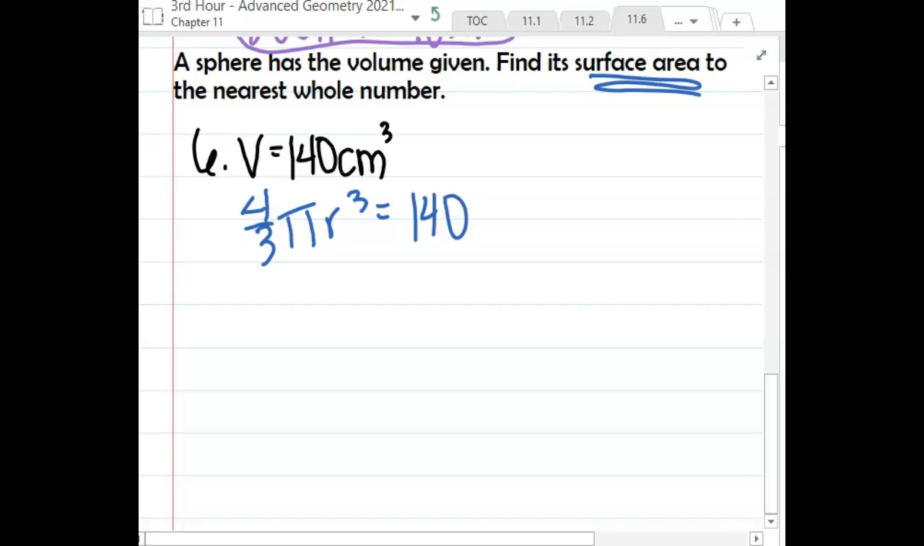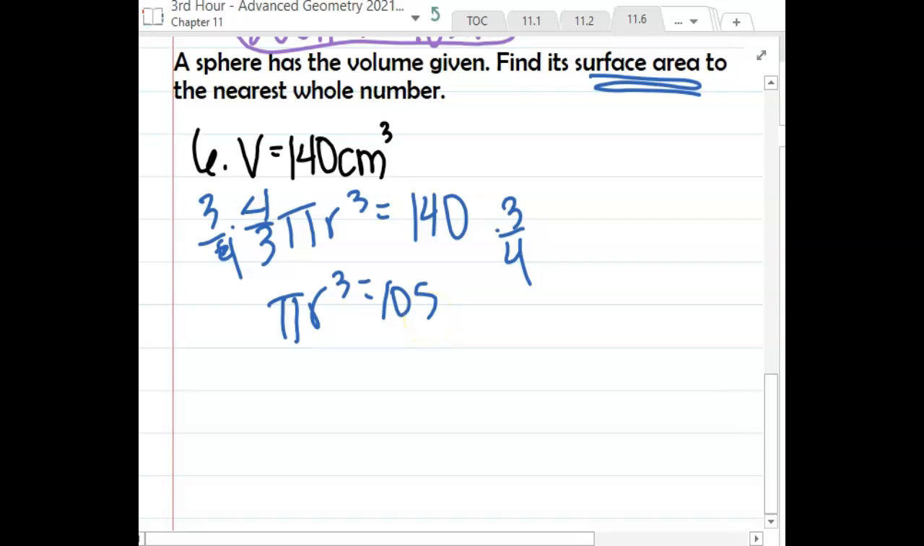So I need to solve for r, which means I'm first going to need to solve for r cubed. You don't have to do this in 2 steps, but I almost think it might be simpler to do it in 2 steps. If you wanted to, you could divide both sides by 4/3 pi, but that gets kind of funny since it's a fraction. So instead, to get rid of the 4/3, we could multiply both sides by 3/4. That would get rid of my 4/3. So I'd have pi r cubed equals 140 times 3/4, which gives me 105.